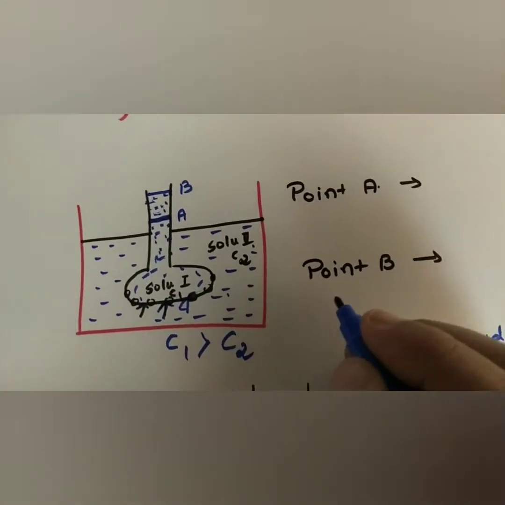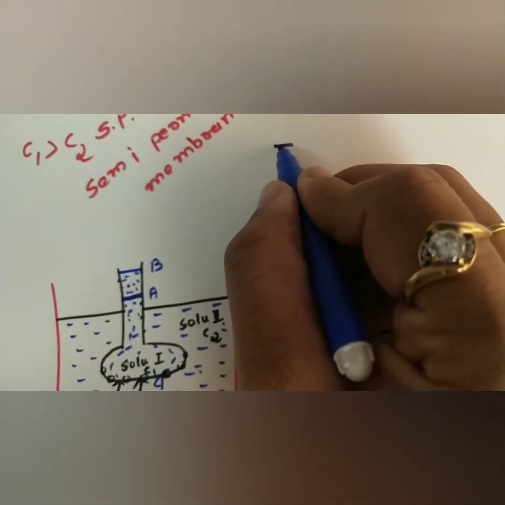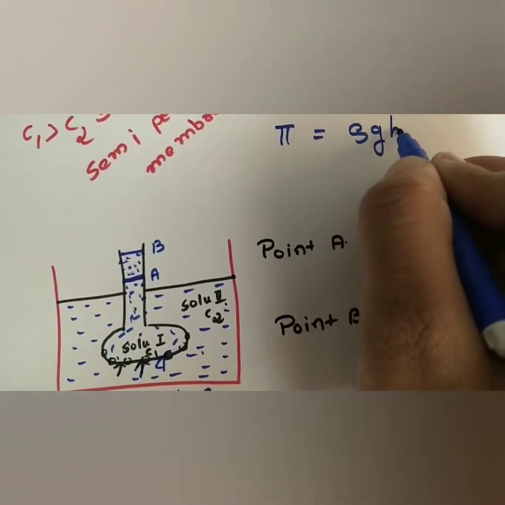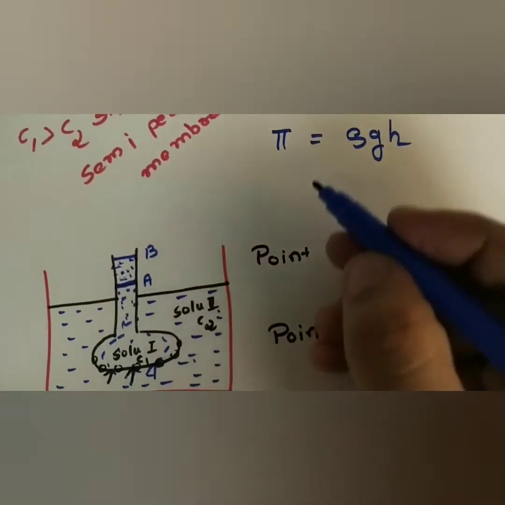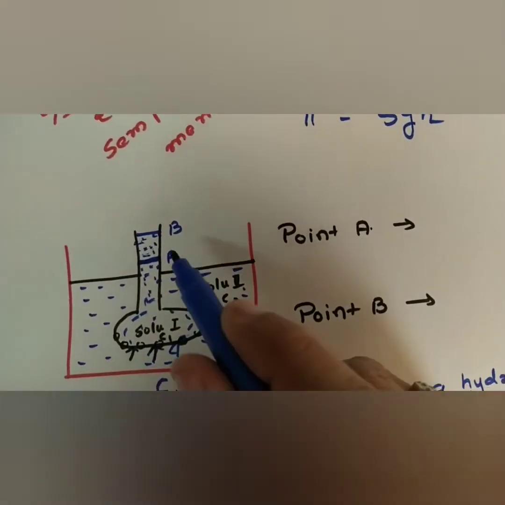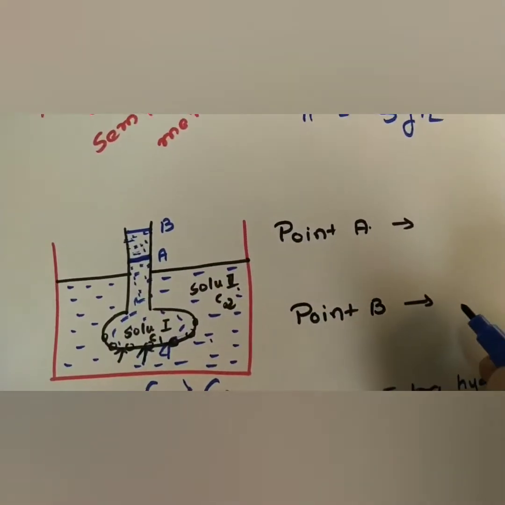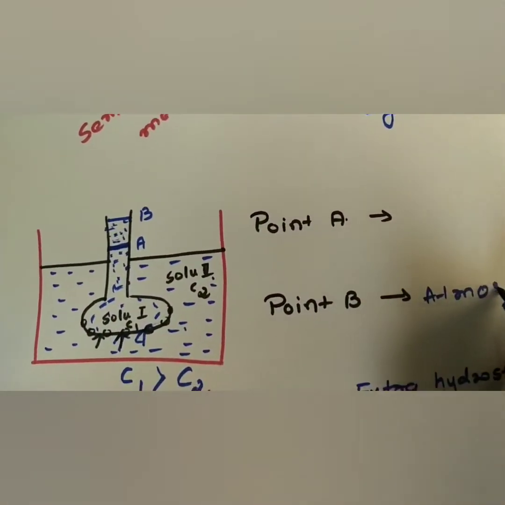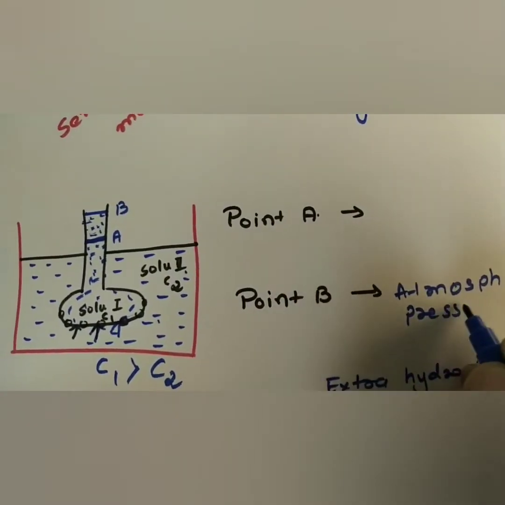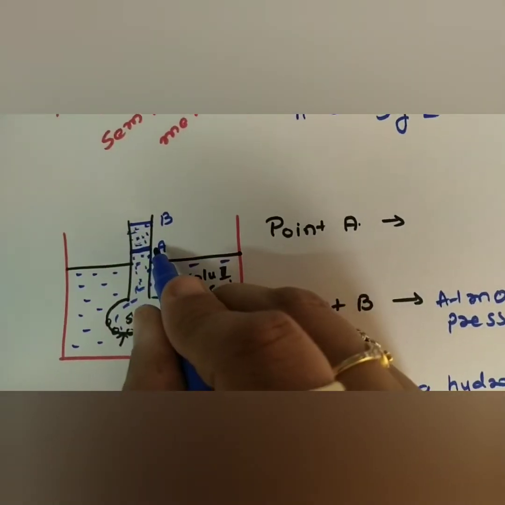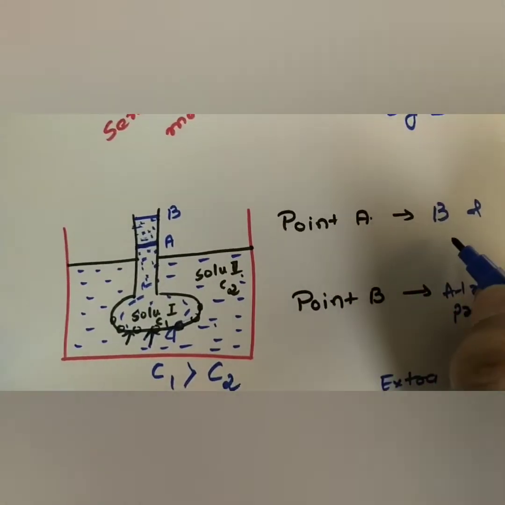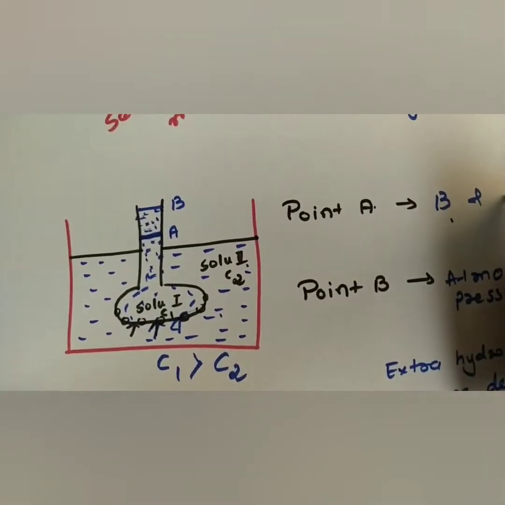Okay, so this can be identified with the help of pi = rho g h. Now what is pi? Pi means osmotic pressure. Okay, so we will discuss: at point B there is only atmospheric pressure, whereas at point A there is the pressure of this column B also. Even there is a pressure of this higher concentration solution 1.